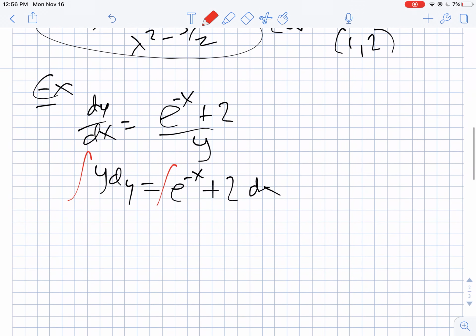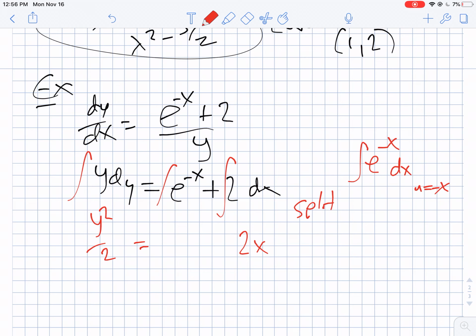All right, on an integral like this, you want to split it up. So integrating 2, of course, that's going to be 2x. When you integrate e to the negative x, I know a lot of you can do this in your head, but it's always good to do u-substitution. So u equals negative x. The du is a negative dx. So we do a negative and a negative. So that's just a negative integral e to the u. So that's a negative e to the u. So that's negative e to the negative x plus c.